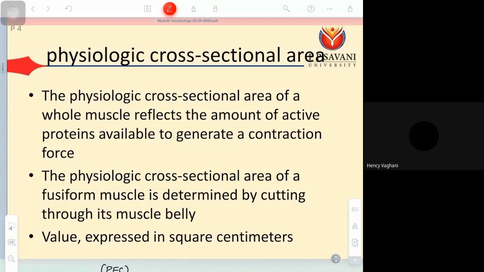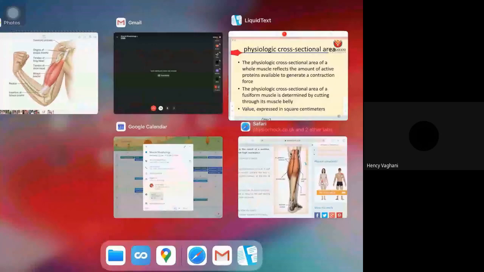The availability of the protein depends on its cross-section. Clear? If the cross-sectional area is more, then more proteins are available. Clear? If more proteins are available, then the force generation will be maximum. Clear? Suppose you take two muscles, we will take a two muscle example.